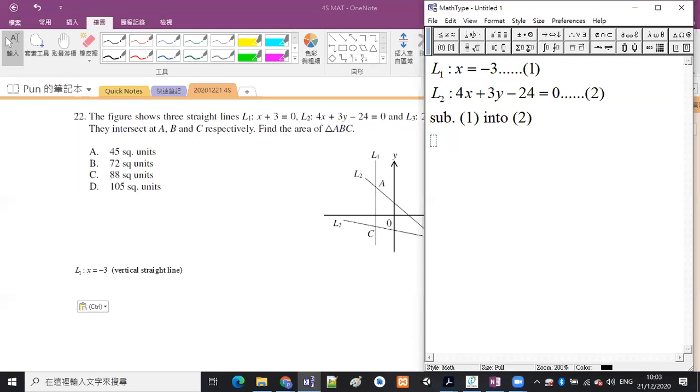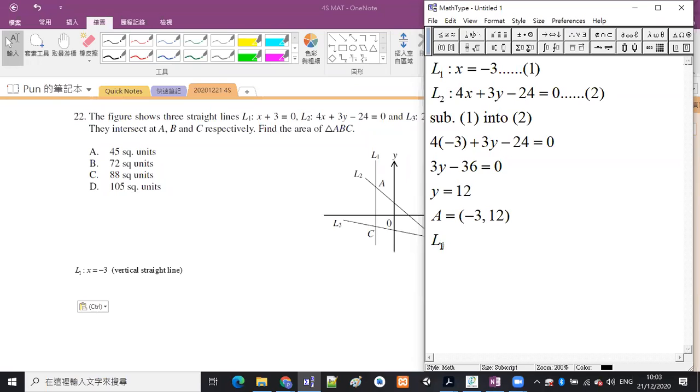So 4 times -3 plus 3y minus 24 is equal to 0. Okay, so we have 3y minus 36 equals 0, and y is 12, which means that the coordinates of A will be -3 and 12. Got it? And then I want to solve for point C.